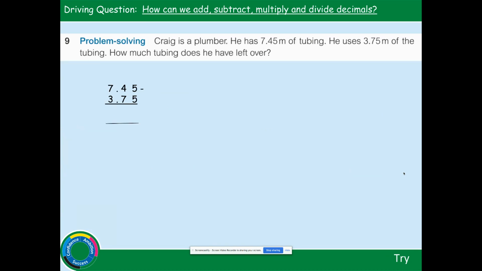Okay, so have a little go on this one on your own, and then we'll go through the answers. So press pause, give yourself time to do it, and then press play when you're ready.